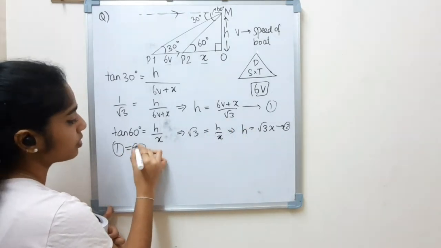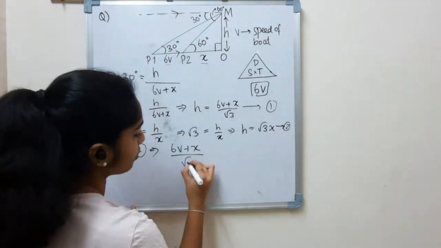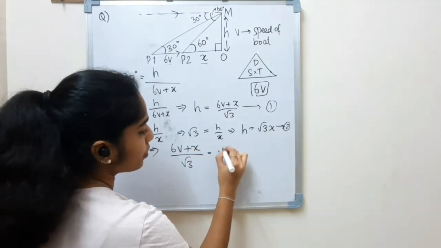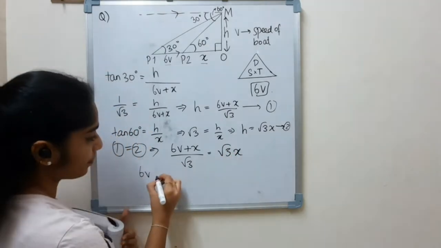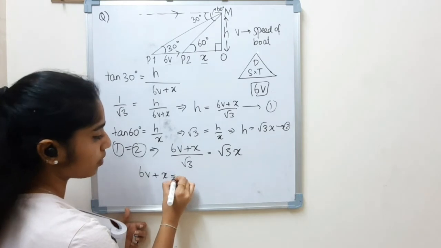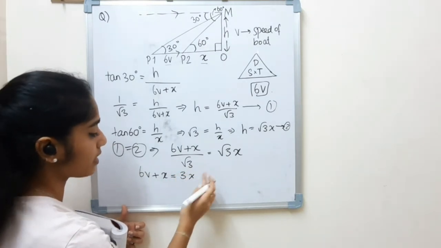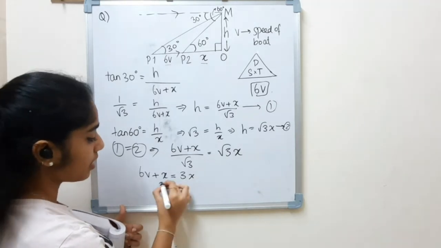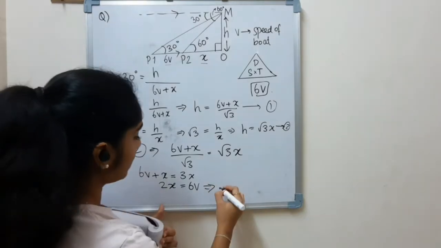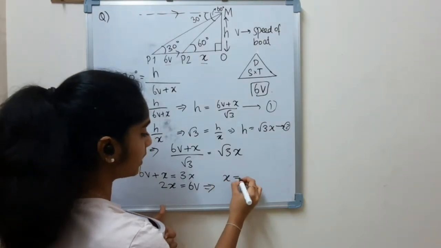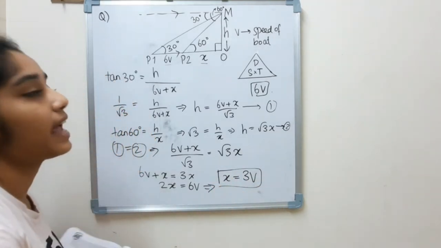So equating 1 and 2, we have (6v plus x) divided by root 3 equal to root 3 x. So 6v plus x is equal to root 3 into root 3 x, which is 3x because the roots get cancelled. Taking x to this side, we have 2x is equal to 6v, which implies x is equal to 3v. Now we have the distance x.